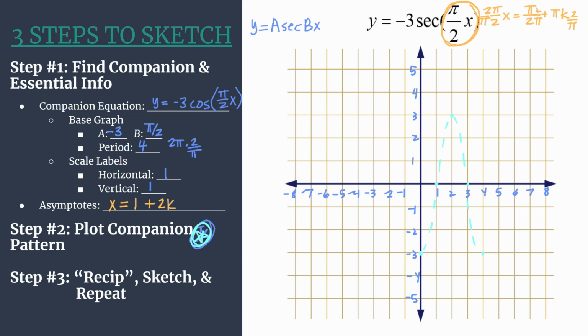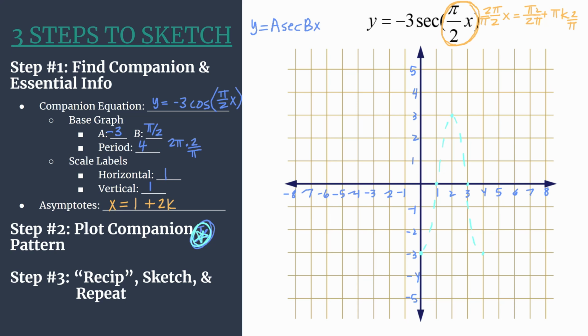And now we're ready for the fun part, step 3, where we recip, sketch, and repeat. So we're not taking literal reciprocals anymore. You can do that with a very basic secant graph if it doesn't have a term for A other than 1. But here we know what secant graphs look like. So we know that the minimums of our companion pattern turn into the relative or local maximums of our secant graph, whereas the maximums of our companion pattern, so the maximum right here, all those maximums from our companion pattern will turn into the relative or local minimums of our secant curve.